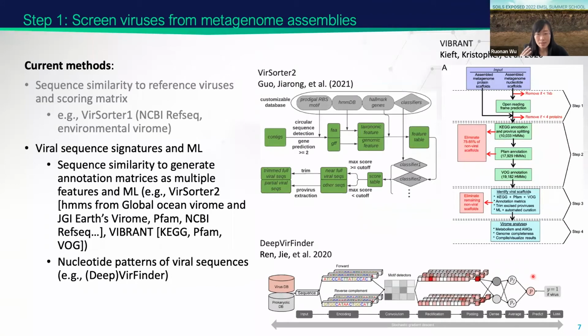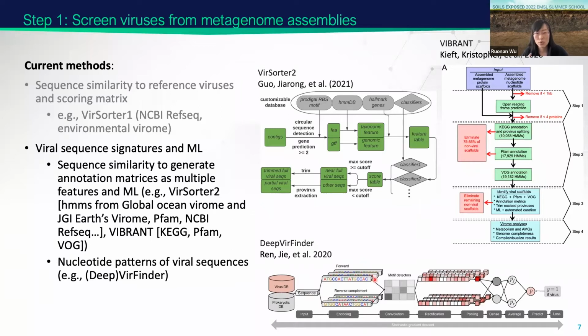The second general type of method for step 1 is a hybrid of viral sequence signatures and machine learning. The features used for the machine learning model could be annotation metrics, such as those used in VirSorter 2 and VIBRANT, although they use different annotation databases. Alternatively, the nucleotide patterns of viral sequences that are distinct from non-viral sequences can also be used as features, as implemented in VirFinder and DeepVirFinder. By applying this machine learning approach, we could possibly explore more diverse viral sequences beyond the database representation.